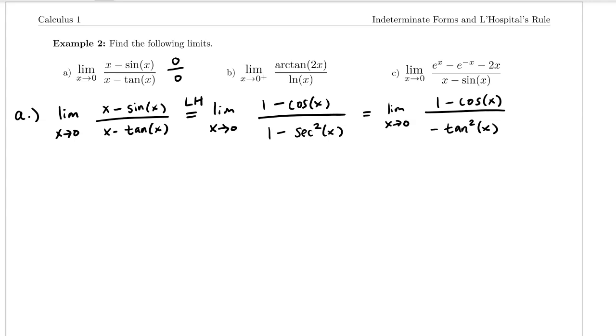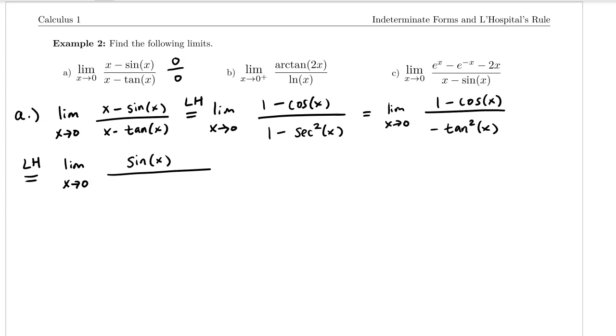And from here, if we plugged in 0 again, we would still have 0 over 0 in both our numerator and our denominator. So it turns out that we're going to have to use L'Hopital's rule again. And when we do that, the derivative of our numerator, 1 is a constant, so that's 0. And then the derivative of negative cosine ends up being sine of x.